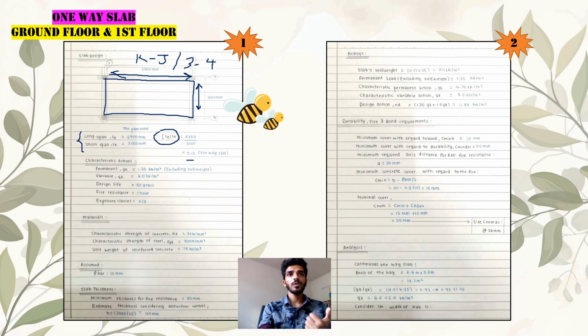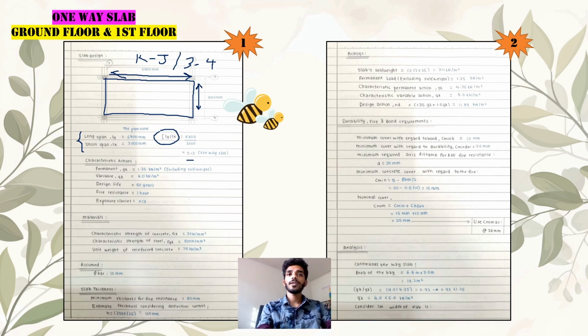So our GK will be 1.35 kilonewton per meter cube, which is excluding self weight. Variable QK will be 4.0 kilonewton over m square. Design life will be 50 years. Fire resistance will be 1 hour for this specific concrete design, and exposure class will be XC3.